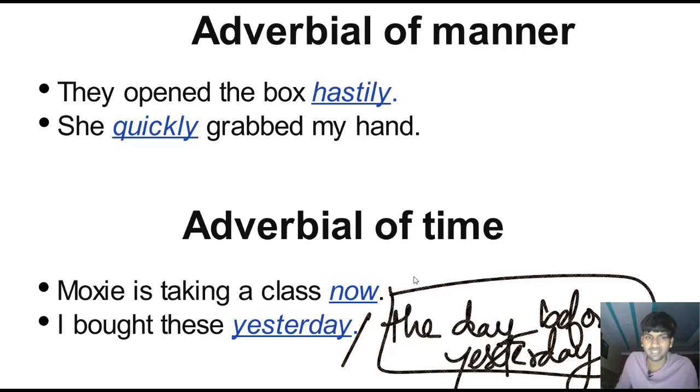It can be a clause as well. I bought these when I was hanging out with my friends. I bought these when I was in Agra. I bought these when I was in London, something like that. So it can be a word, phrase or a clause as well.